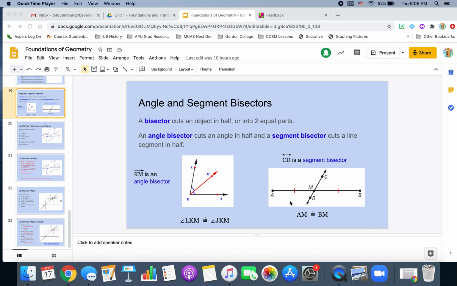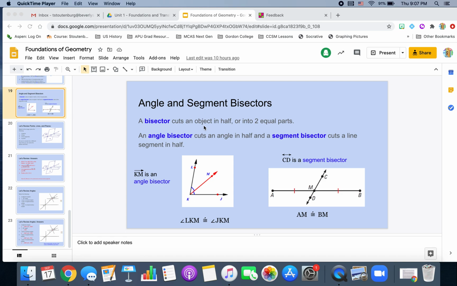The last of our vocabulary terms are what we call an angle and a segment bisector. Now, if you take a look at just the word bisect, bi means two, like in bicycle, there are two wheels, or if you have a job and you're paid weekly, it's every 2 weeks. So bi means two, and to sect means to cut something. So a bisector actually cuts an object in half or into two equal parts.